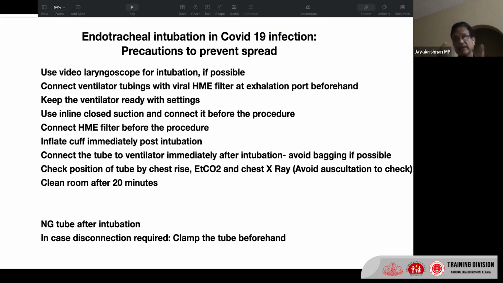And the aerosol generated will settle in 20 minutes, and you clean the room after 20 minutes once after the procedure. And after the intubation, you put in the nasogastric tube. And in case you need to disconnect the child from the ventilator due to some reason, like for example, the child needs to be transported to a CT room, then you clamp the tube beforehand so that the tube is not kept open when you disconnect.